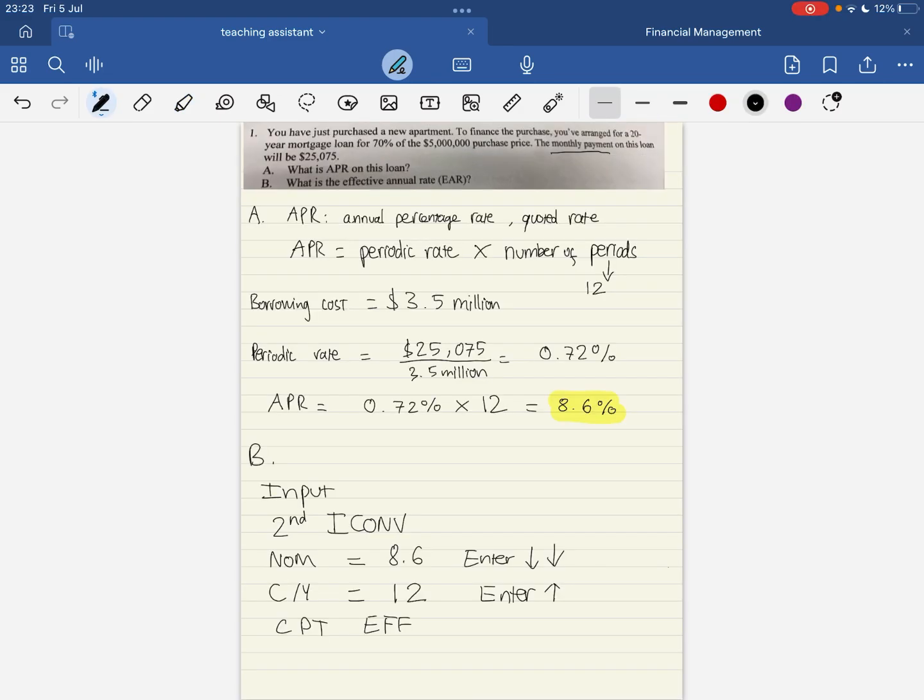Moving on to part B. For now, we have to calculate the EAR. As I have mentioned before, for this kind of question, using the calculator is relatively easier for us to compute. If we do it manually, it will be much more difficult since we have to apply the formula, which is really complex to remember. So let's use the BA calculator together. On the slide, I have already put the input, so you guys can basically type it in the calculator. Let's do it together.